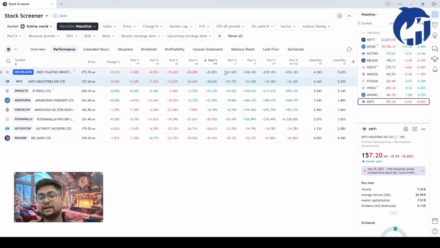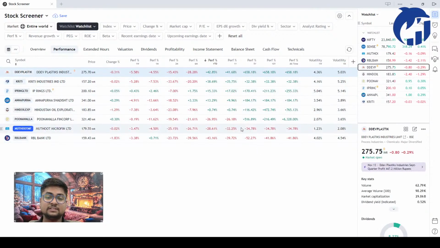I guess most of you are not able to generate this profit by yourself. So we are here to provide you with the returns. These are the performances. If you look at the 5 year performances, DDEV Plastic has given 58.18% returns. Poonawalla has given 516.89% returns. Talking about RBL Bank and Muthoot Microfinance, they have been negative for the last 5 years. They have not been able to provide this profitability.